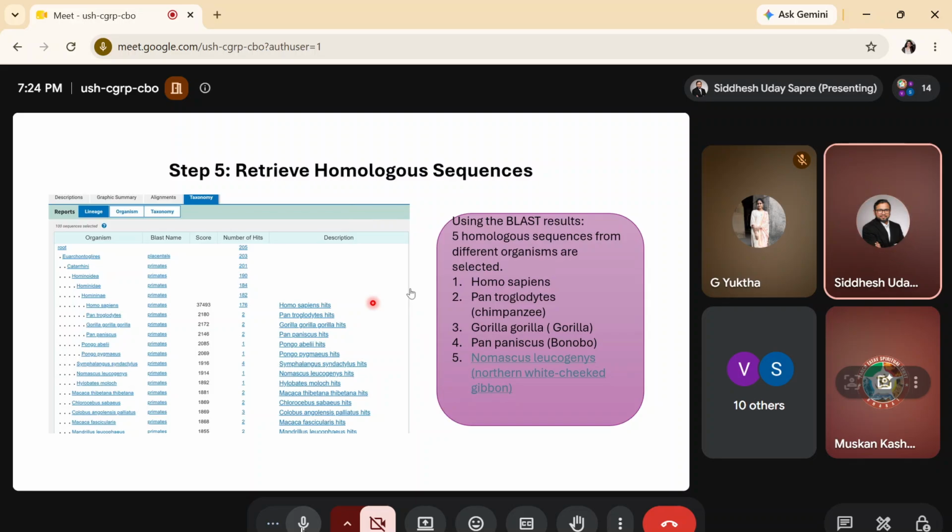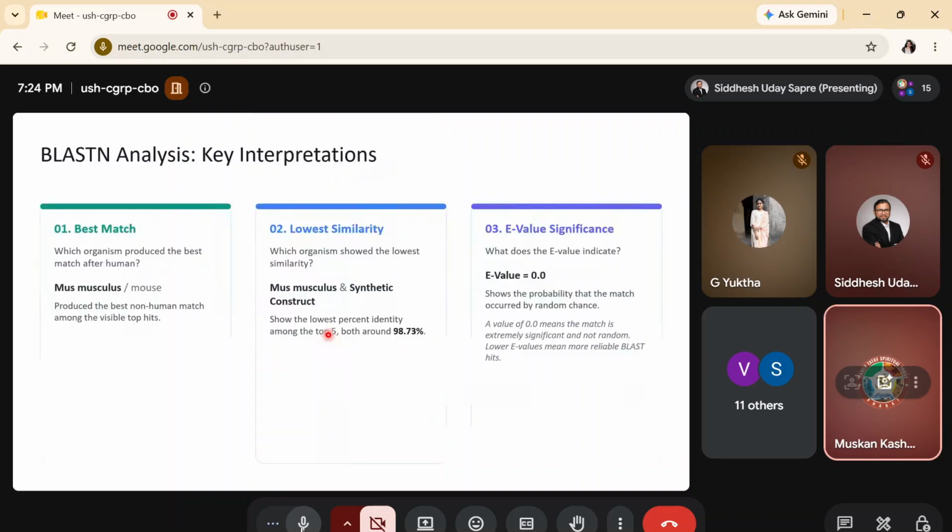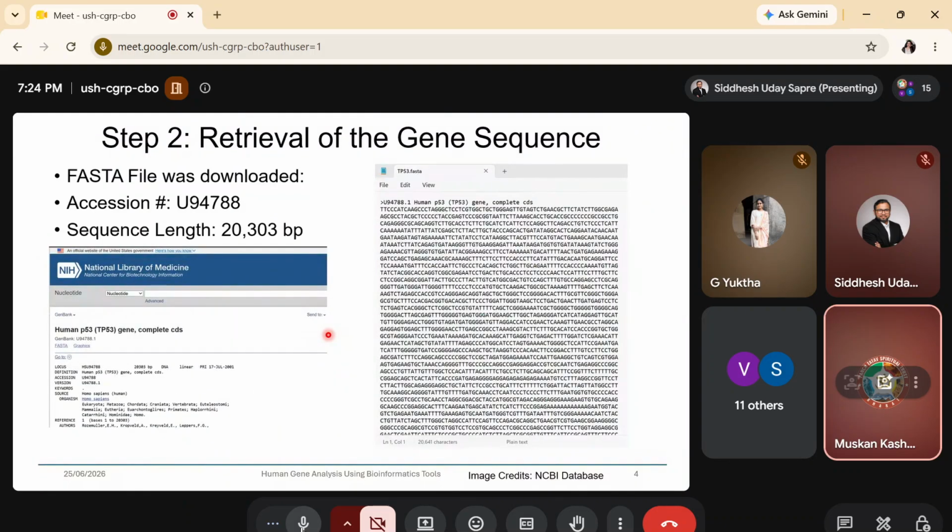Okay, my last question is, can you open the accession number of your gene? From the picture that you have pasted here? Just a second. Yes, so here the accession number starts with U, right? U94788. So is there any specific meaning of U in this accession number?